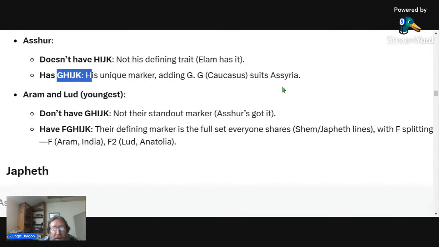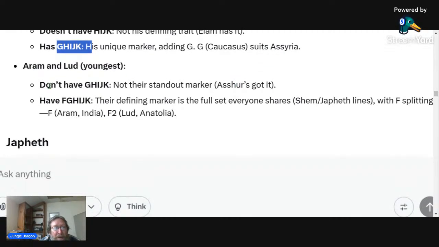Aram and Lud, the youngest, don't have GHIJK as their standout marker. Asher's got it. Aram and Lud have the FGHIJK marker, their defining marker. It's a full set that everyone shares.